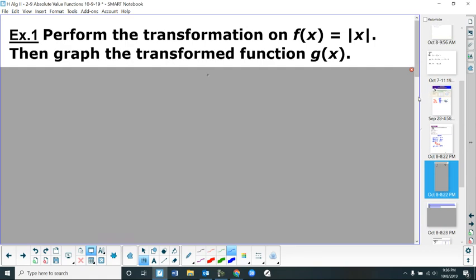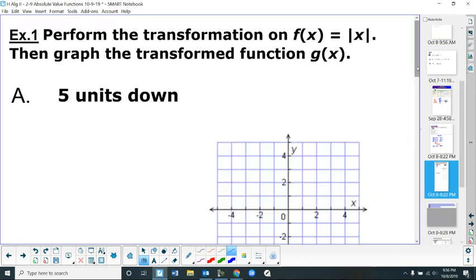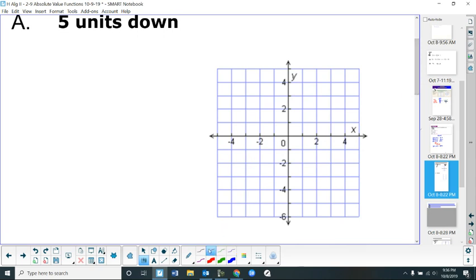Perform the transformations of f of x on f of x equals absolute value of x. So we got the parent function, then graph the parent function. So here's what I do. Guys, you can graph the parent function in 2 seconds. The parent function goes through 0, 0, and the right side has a slope of 1, and the left side has a slope of -1. So here's your parent function. So this is f of x equals absolute value of x.